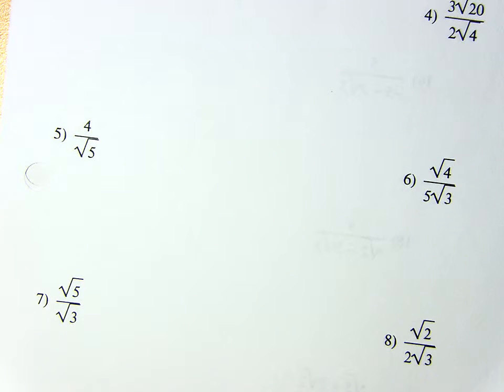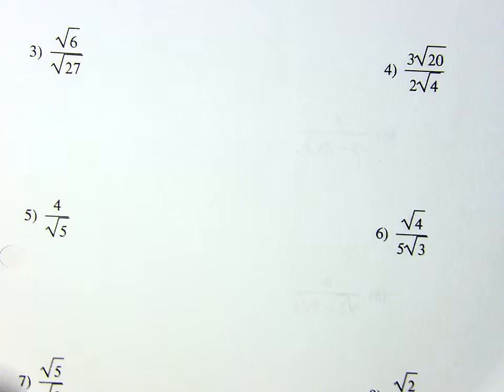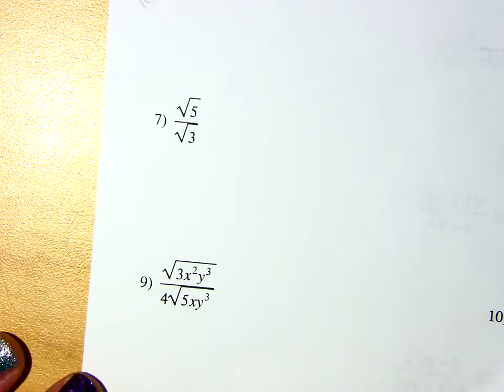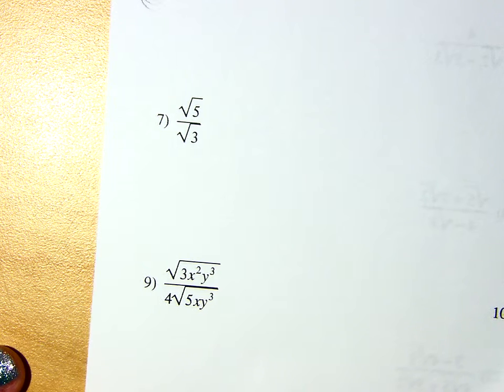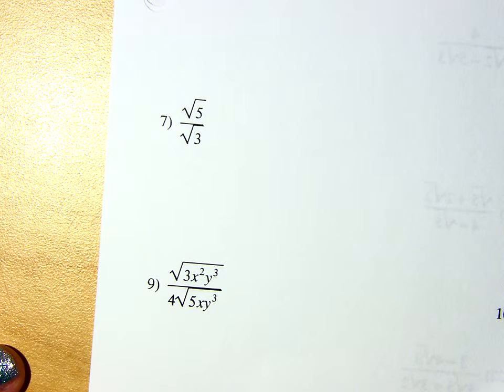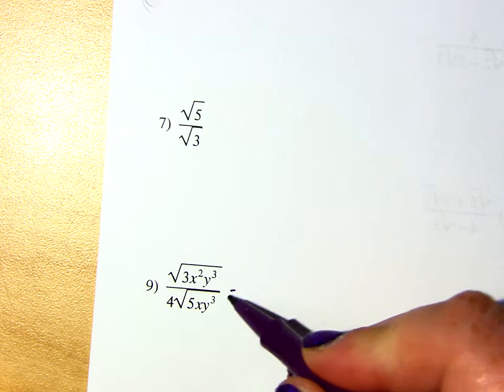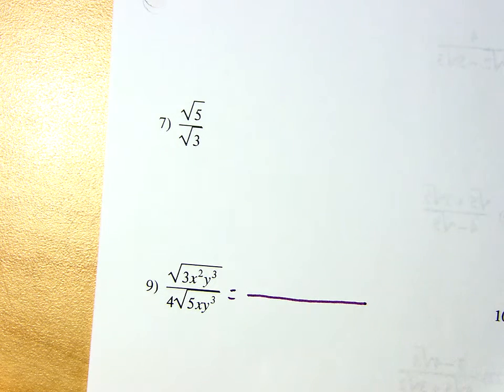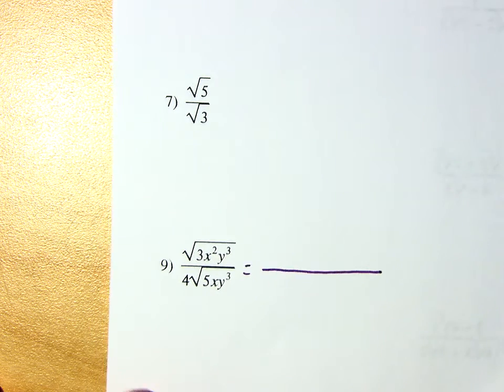Okay, guys, so on this sheet you'll notice that the first 8 are very similar to what you just did. But if you jump down to number 9, now we have a whole bunch of variables in here. Well, you're going to simplify them first. So, if I look at number 9, is everybody going to do number 9 with me here?